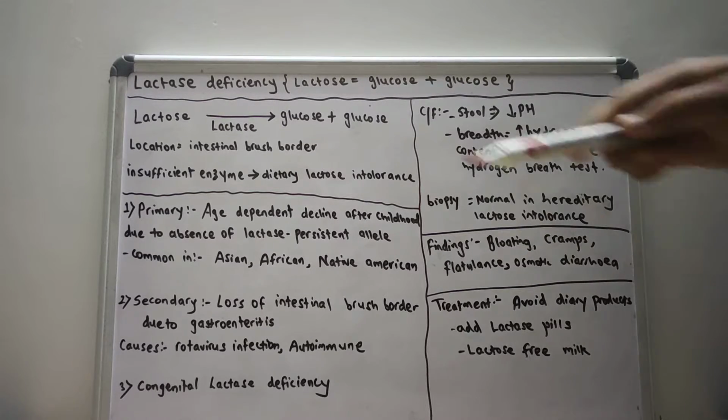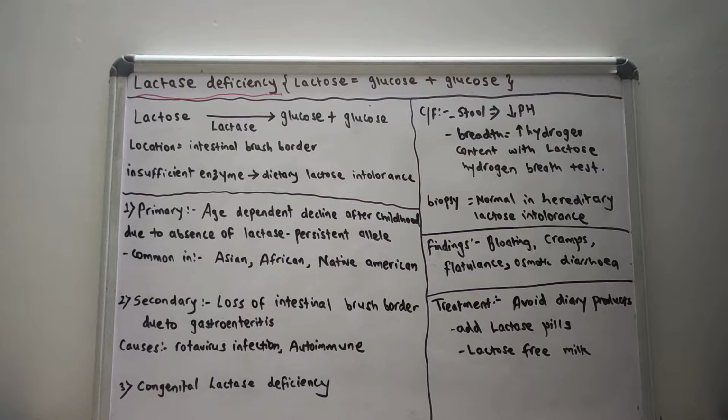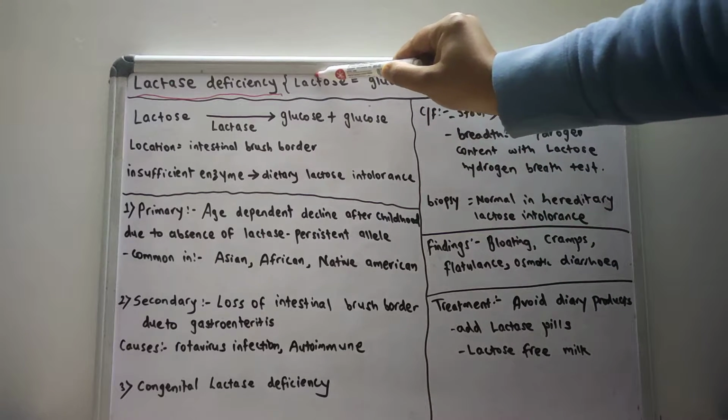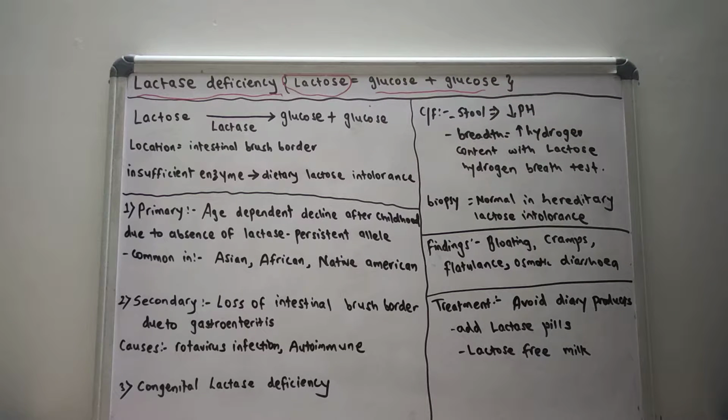Today we will be discussing lactase deficiency. As we all know, lactose is a carbohydrate. The glucose plus the galactose monomer makes the lactose.